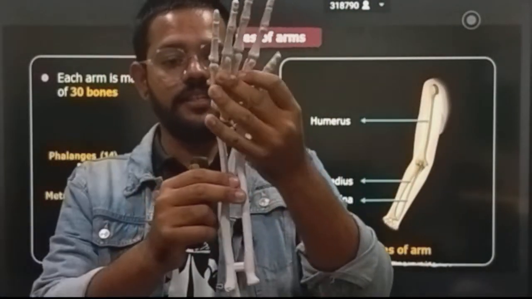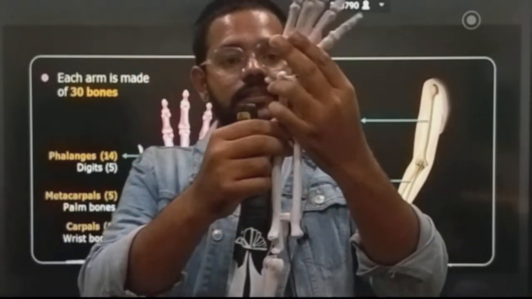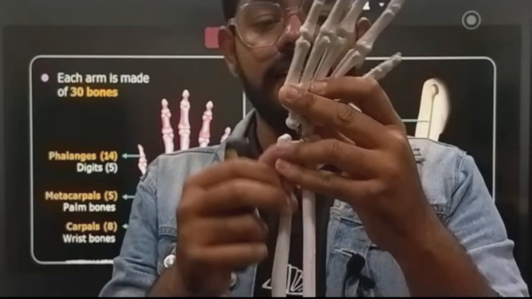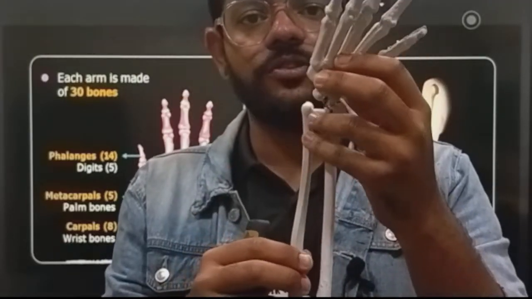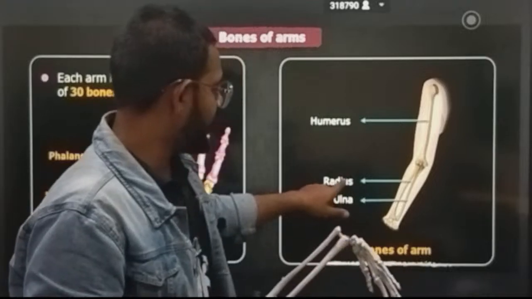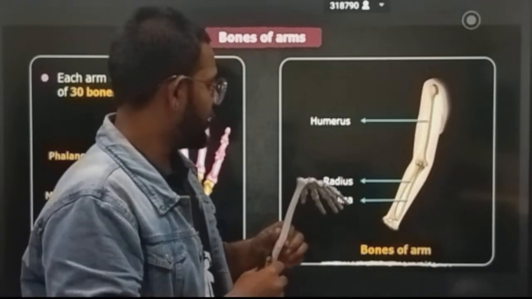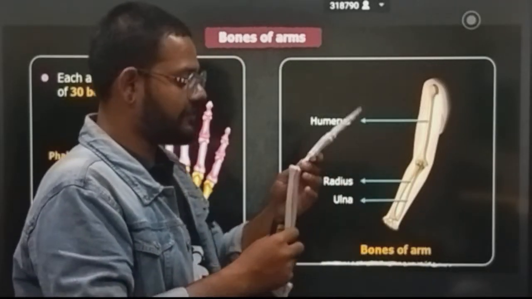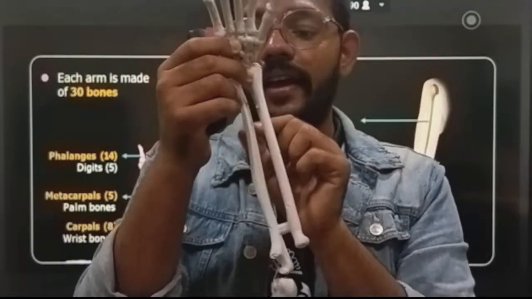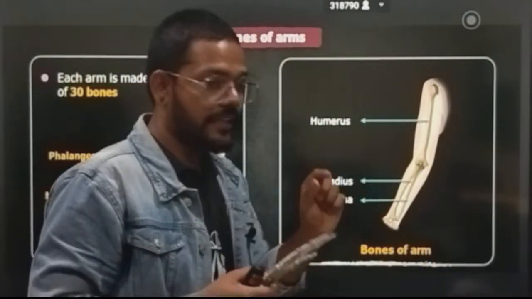Here you can see, this is your thumb, and the bone in the line of your thumb is the radius. The other one, which is not in the line of your thumb, is the ulna bone. So this is radius and this is ulna. You can also say that the radius is a little bit broader, and your ulna bone is thinner.